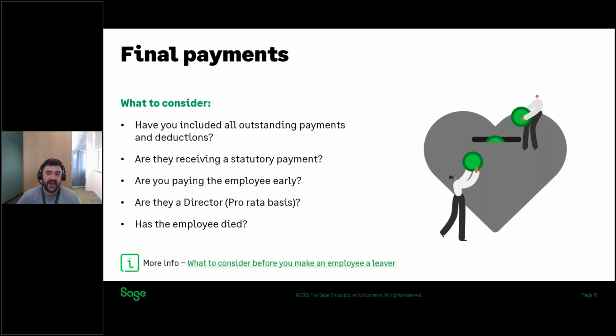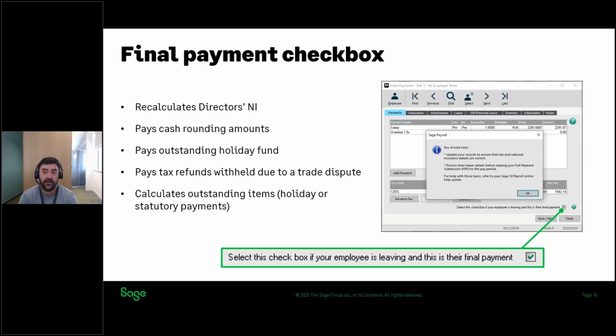So quite a lot to think about there, but when it comes to processing a final payment, there is a feature in the software that will do certain checks in the background for an employee, and it could well alert you to items that might be outstanding and need to be dealt with in the final pay run. So it's the checkbox at the bottom of Enter Payments. It says select this checkbox if your employee is leaving and this is their final payment. And we do strongly recommend that you use that checkbox for employees who are leaving.